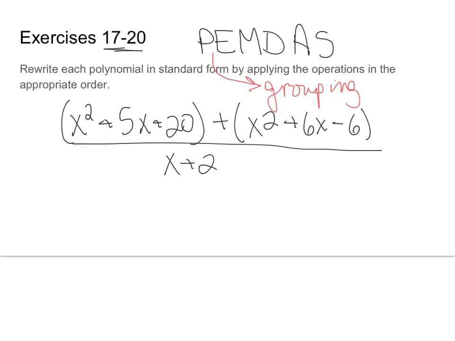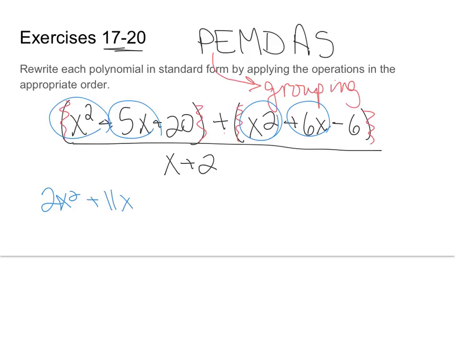So let's go ahead and work on that top and simplify it a little bit. I'm going to ignore the parentheses. And because this is a plus, I can just ignore these parentheses also and start gathering like terms. So x squared plus x squared is 2x squared. 5x plus 6x is 11x. 20 minus 6 is 14 over x plus 2.